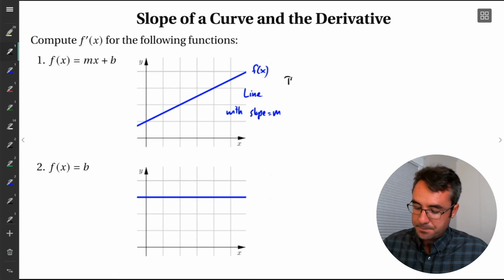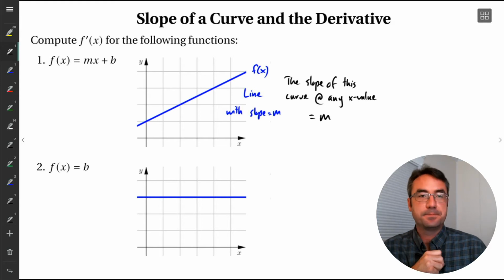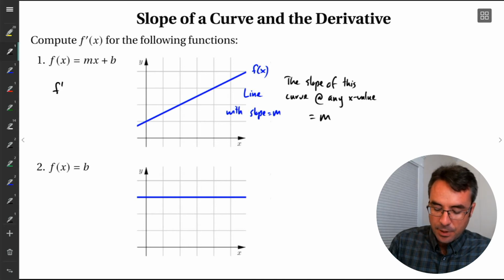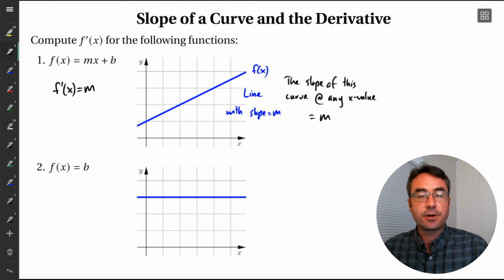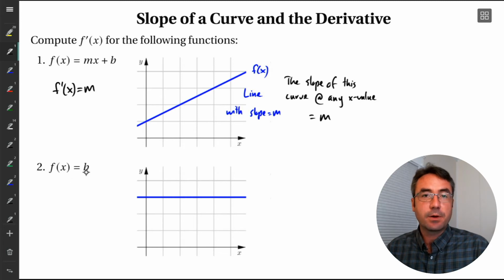So the slope of our curve at any x value is equal to m for this one. So that means f prime of x is equal to m. F prime is measuring the slope of our curve at any x value. So if the slope of our curve at any x value is equal to m, well then that's what the derivative is.